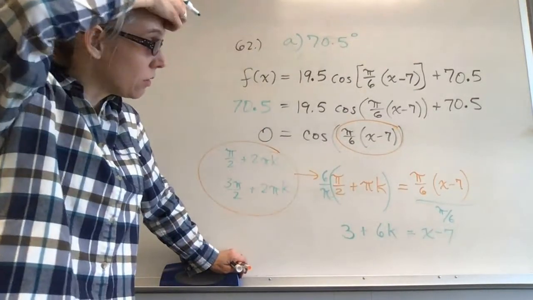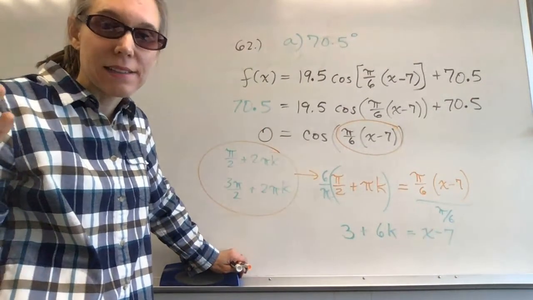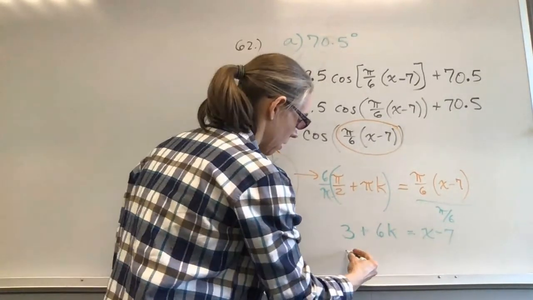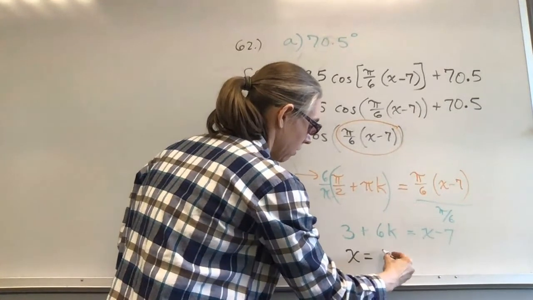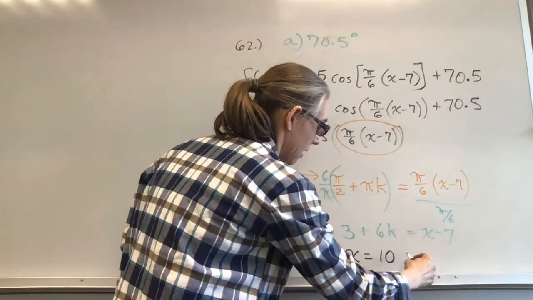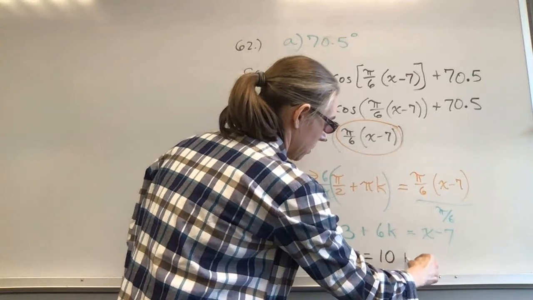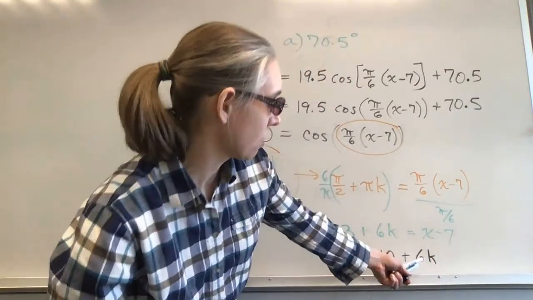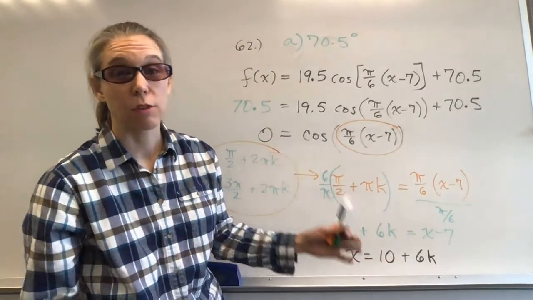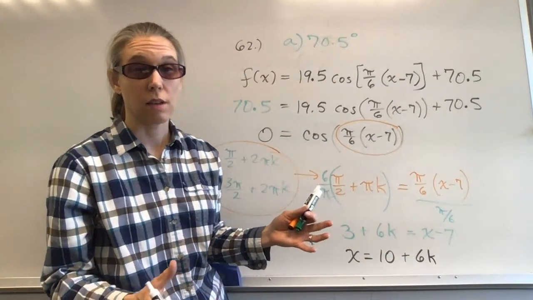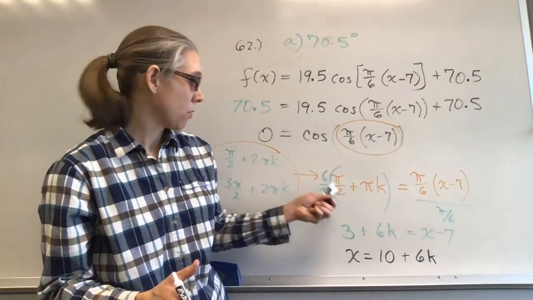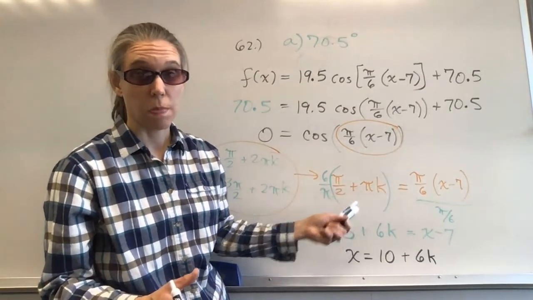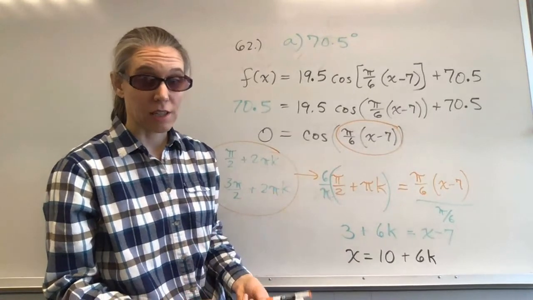So now we need to add 7. So when you add 7, you end up with x is equal to 10 plus 6k. You don't add a 7 to the 6k. Now if you're multiplying both sides by a number, it would apply to both the constant and the linear term. But when you're adding, you're only going to collect like terms.